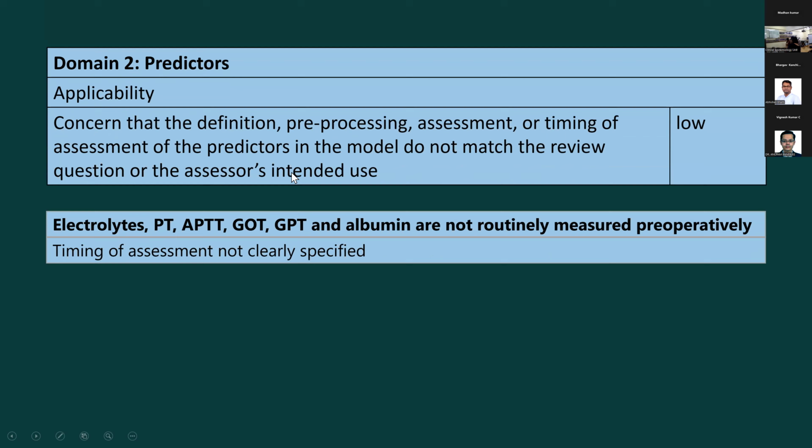Concern regarding the applicability. In our setting, we do not routinely measure electrolytes, PTA, PTT, SGOT, SGPT, and albumin. They are done on a case-to-case basis. And the other thing is that the timing of the assessment is not clearly specified.